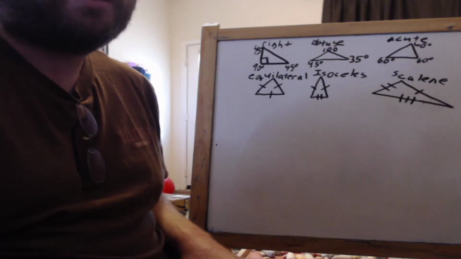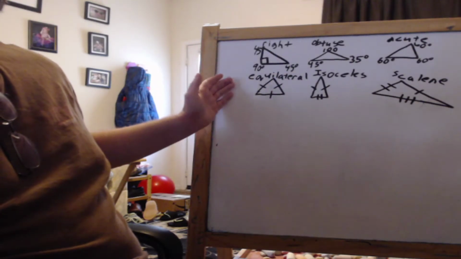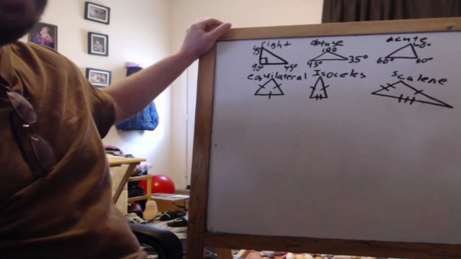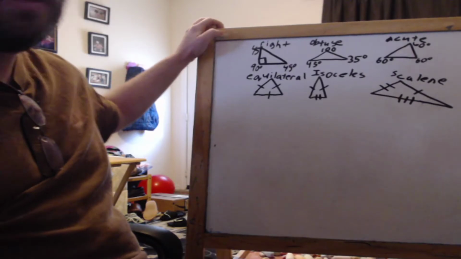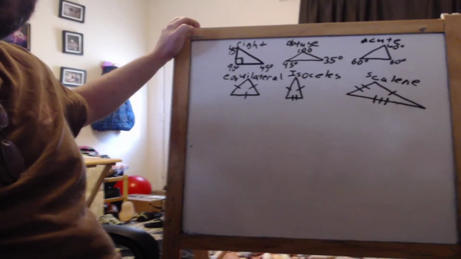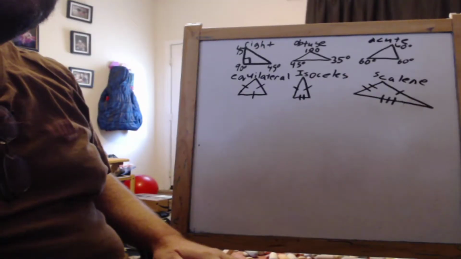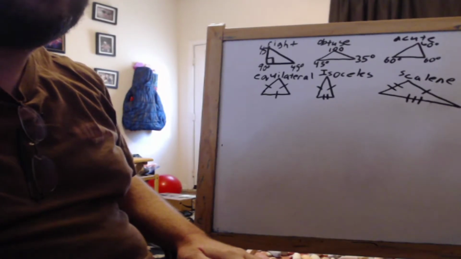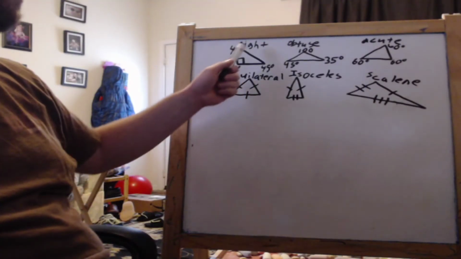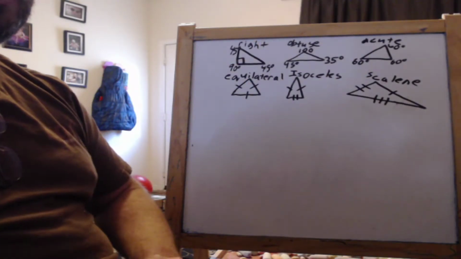Alright, today I just wanted to go over basically the 6 types of triangles, how they overlap and how they relate to each other. This is kind of a tough thing, but let's see if I can explain it. So there's right, obtuse, and acute.